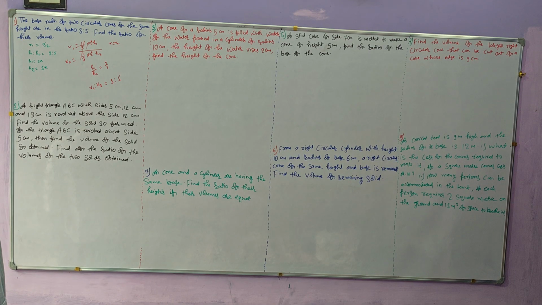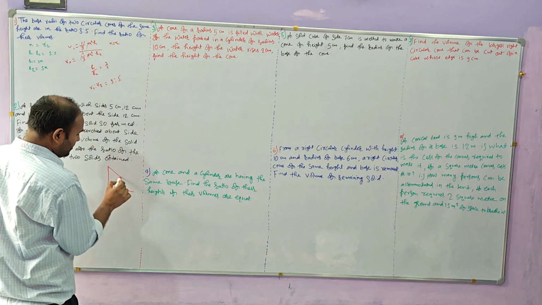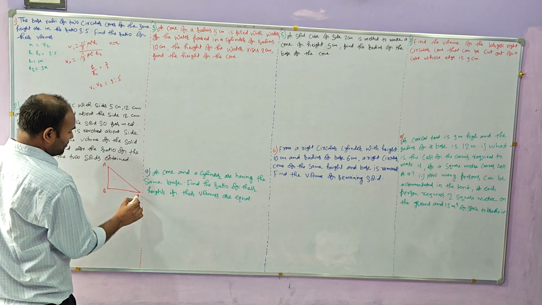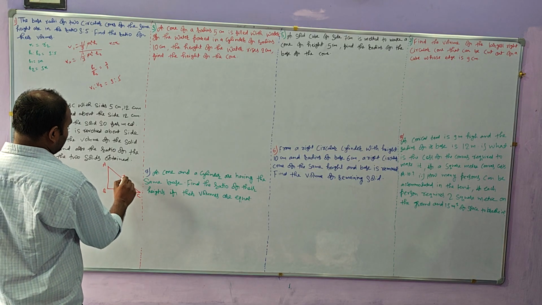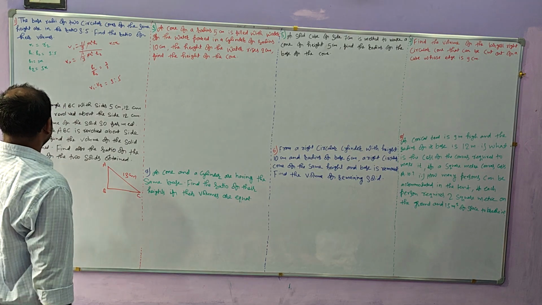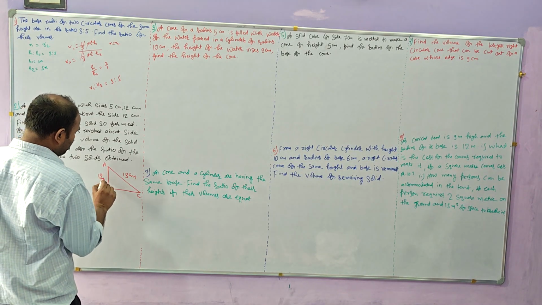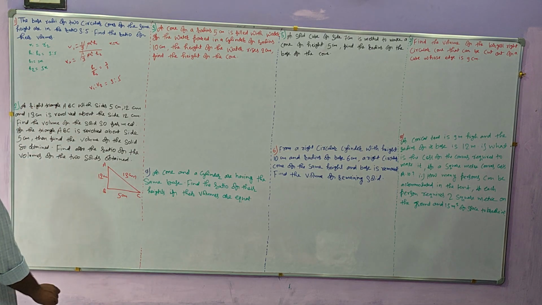Another question, a right triangle ABC. We have a right triangle ABC with sides 5 centimeter, 12 centimeter and 13 centimeter. And this is our longest side, so we can say that we revolve about the side 12 centimeter. That means it becomes our 12 centimeter and it becomes 5 centimeter. Find the volume of the solid so formed.